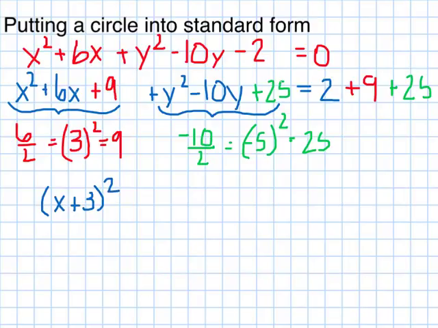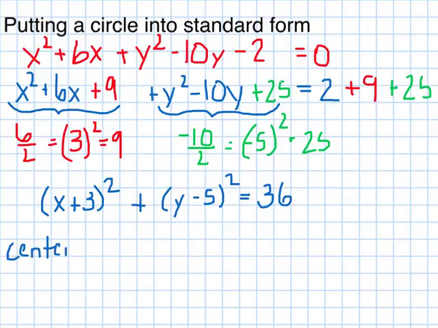Alright, so now what we have is x squared plus 6x plus 9 is actually (x plus 3) squared, y squared minus 10y plus 25 is (y minus 5) squared, and then 2 plus 9 plus 25 is 36. So we get 36. So we have right here found the center as negative 3, 5. Remember, it's always the opposite sign, and then the radius is equal to 6. Now that we have this equation in standard form, we can graph it.